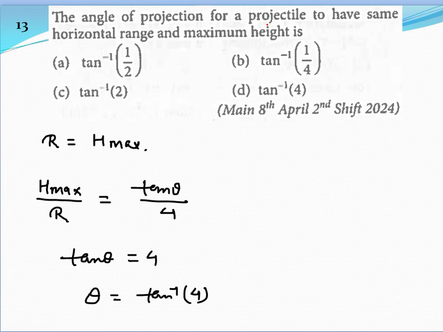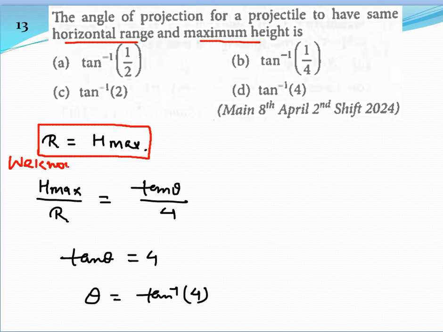The angle of projection of a projectile to have the same horizontal range and maximum height. They have just said R becomes equal to H max, and we know from the projectile result H max by R becomes tan theta by 4. So since H max and R are equal, tan theta is equal to 4, theta becomes tan inverse 4.